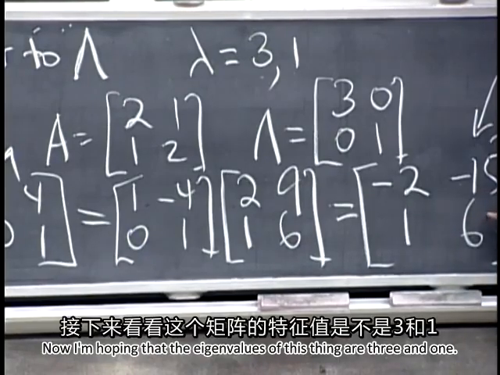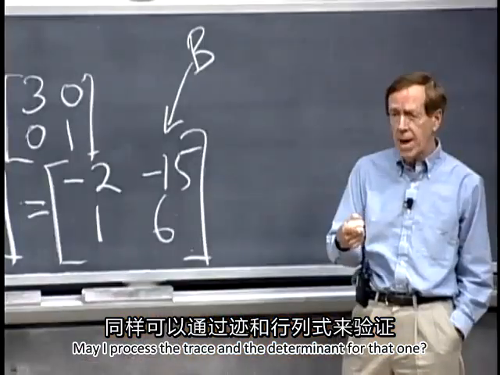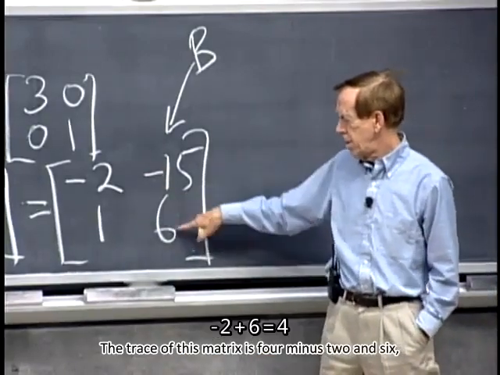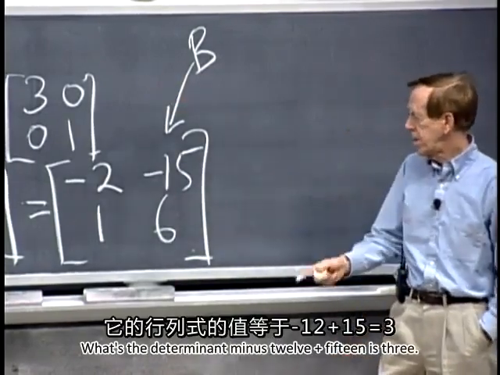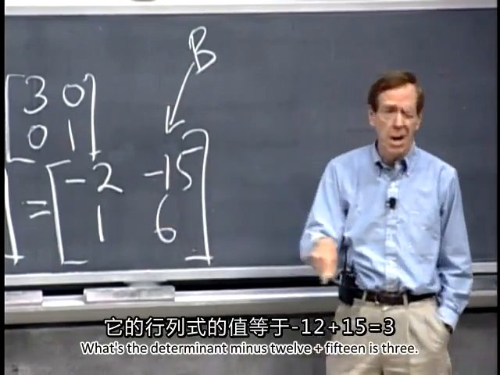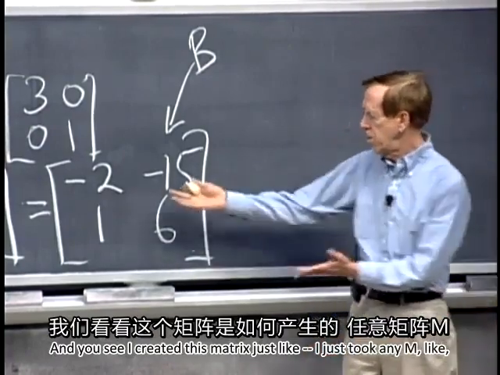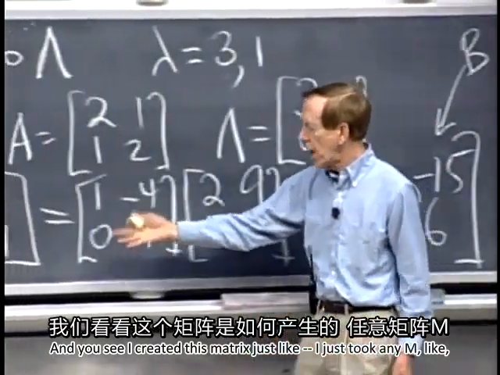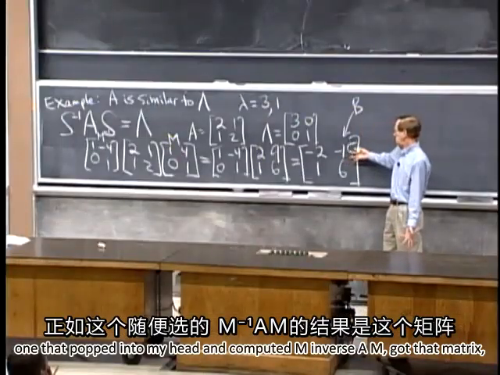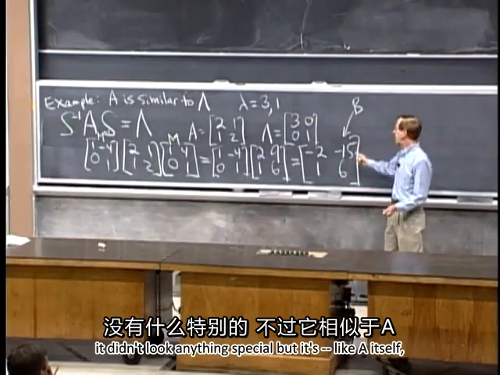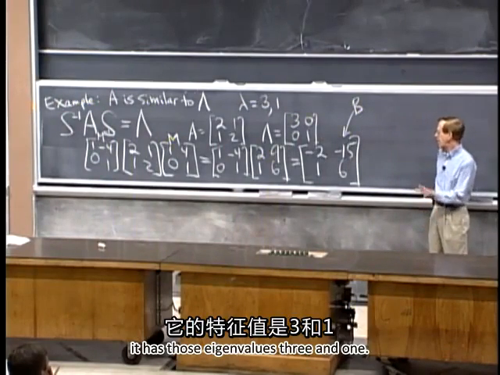Now, I am hoping that the eigenvalues of this thing are 3 and 1. May I process the trace and the determinant for that one? The trace of this matrix is 4, minus 2 and 6, and that's what it should be. What's the determinant? Minus 12 plus 15 is 3. The determinant is 3. The eigenvalues of that matrix are also 3 and 1. And you see, I created this matrix by just taking any M that popped into my head, and computed M inverse AM. Got that matrix. It didn't look anything special, but it's like A itself. It has those eigenvalues 3 and 1.